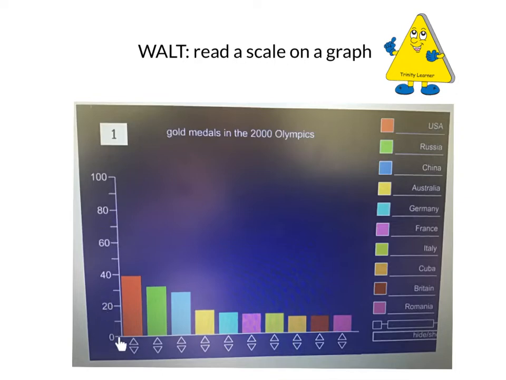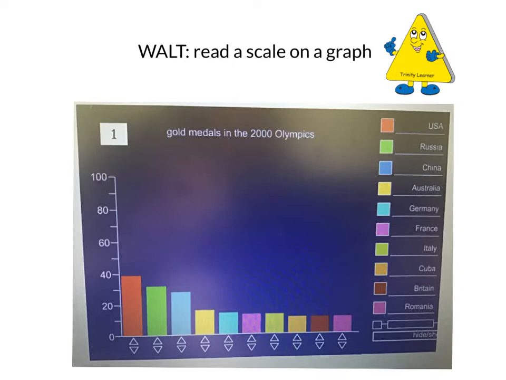So if we start at 0, the first thing we need to do is count how many of these lines do we have from 0 all the way up to the top. So we don't count 0 as 1, this is 0 as our starting point. So we've got 1, 2, 3, 4, 5, 6, 7, 8, 9, 10. We have 10 intervals going up all the way to 100.